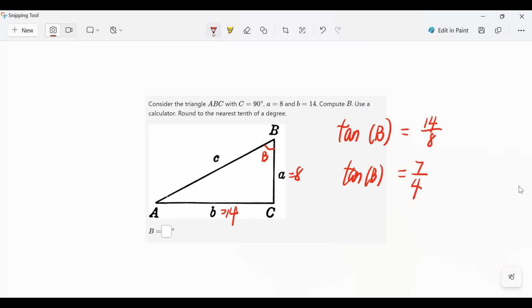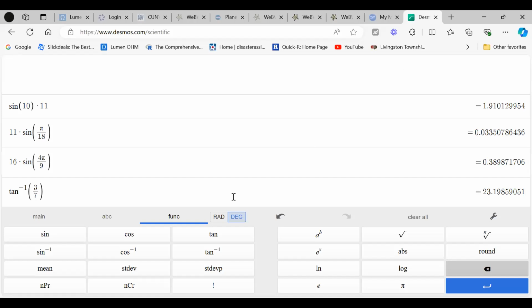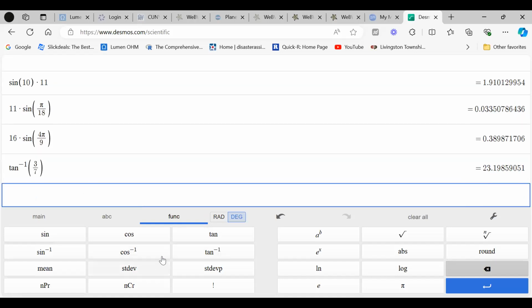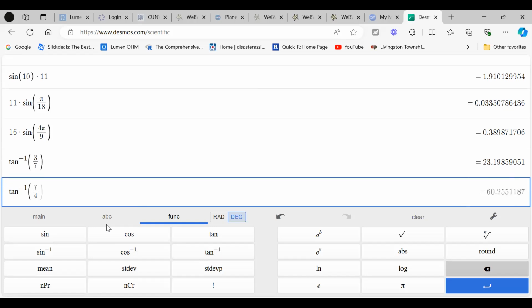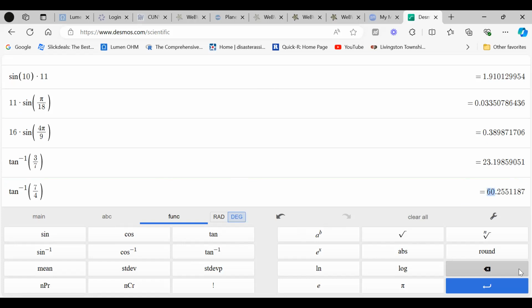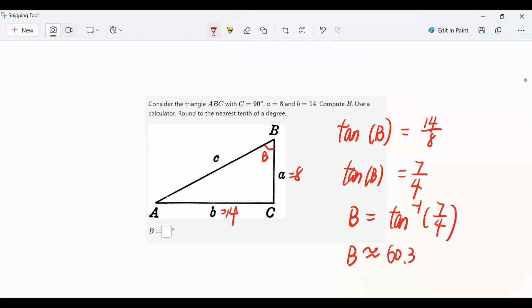Now we do the inverse, right? Angle B equals arctangent of 7 over 4. So tangent -1 of 7 over 4. Okay, so let's go to the calculator and get the result. Seven over 4. Then we get the degree measurement right away, right? So 60.3 degrees. That's the answer. So angle B here is 60.3 degrees.